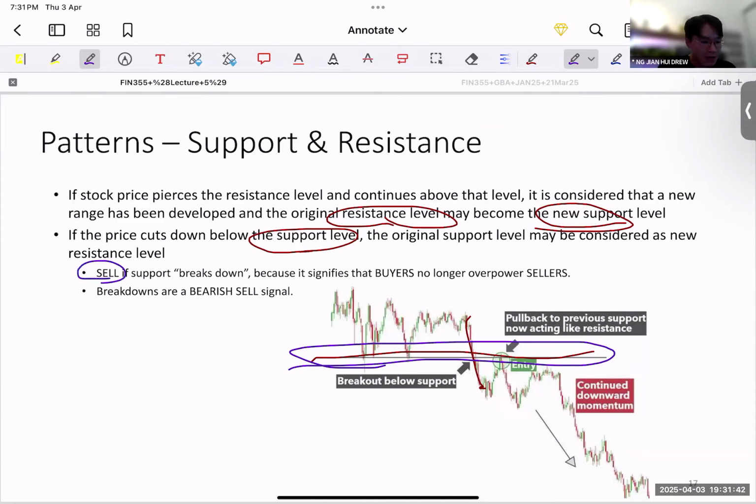So sell if the supports break down, right? If it keeps going down, you should sell because it signifies that buyers no longer overpower the sellers. So when there's a breakdown in the support, it is generally considered a bearish signal. Similarly, if there's a breakdown in the resistance, then it's considered a bullish signal.